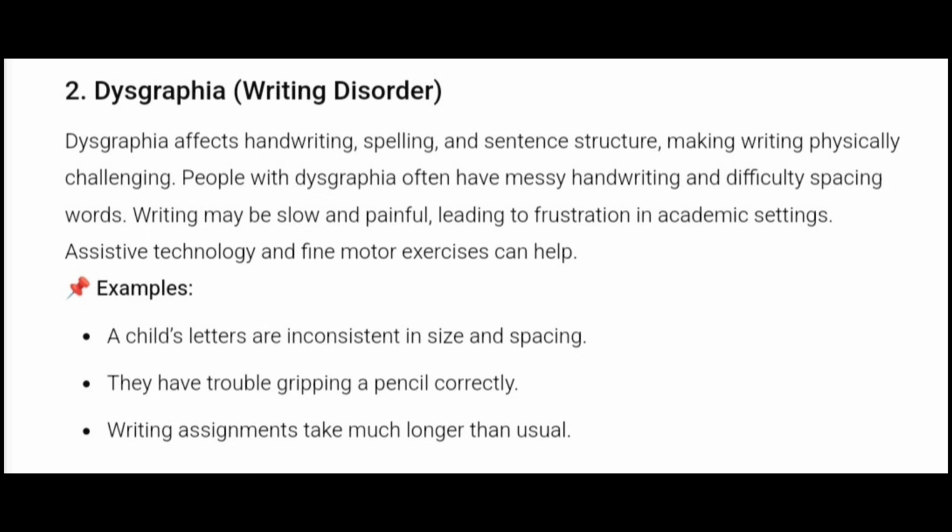Examples can be a child's letters are inconsistent in size and spacing. So when you see children who are not able to give proper space, and the size of the letters is different, some very big, some very small, you understand that this person is having a problem called dysgraphia. But everybody in your class having bad handwriting does not mean they have dysgraphia, right? So you have to find out nicely. They have trouble gripping a pencil correctly, so they are not able to hold the pencil correctly, right? Writing assignments take much longer than usual. So those children who have dysgraphia, for them writing assignments will of course take time, right? You know that.